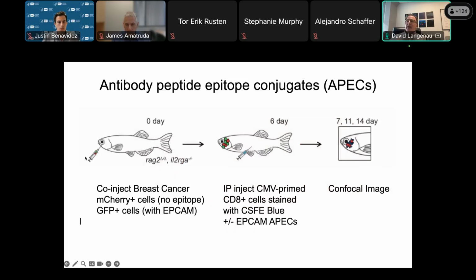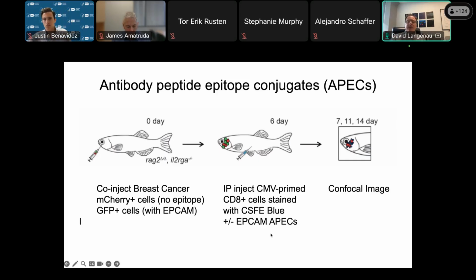So here we can take tumor cells where we inject them into the eye musculature. In this case, we're going to use a fluorescent reporter. The mCherry positive cells will not have the epitope, and green cells will have the epitope. We then engraft those cells, come back 6 days later, and inject them with CMV primed CD8 positive T cells. These are all human components.